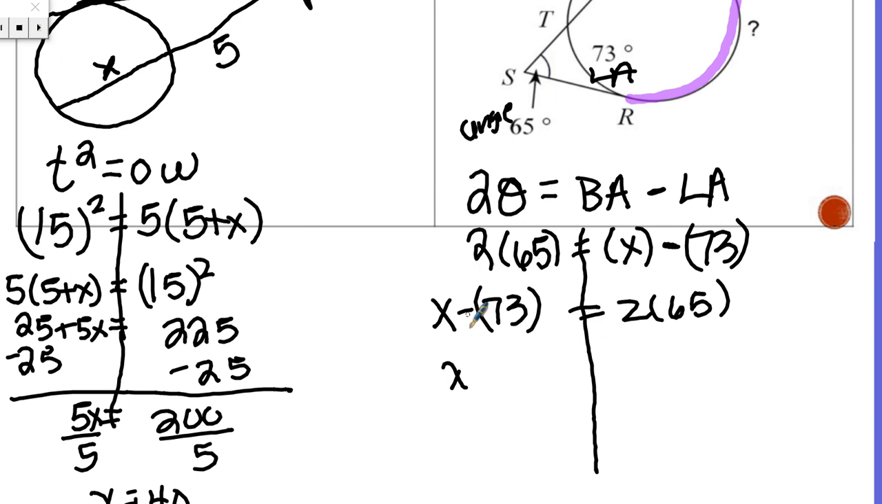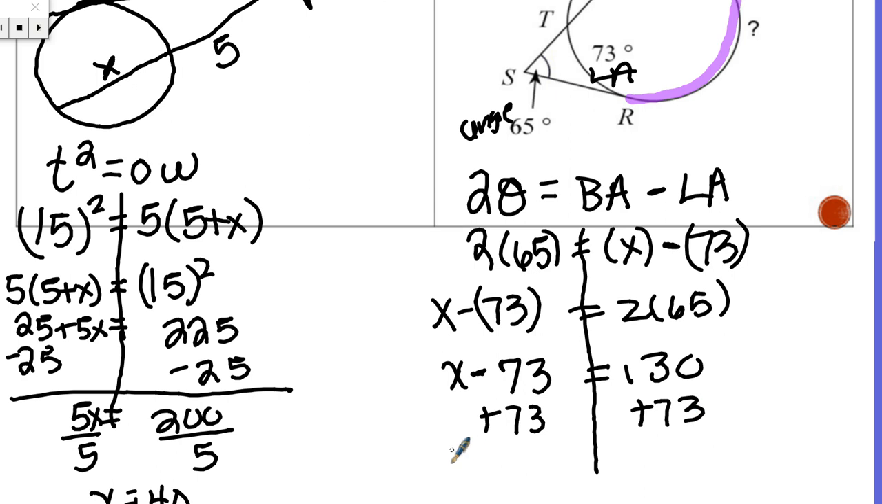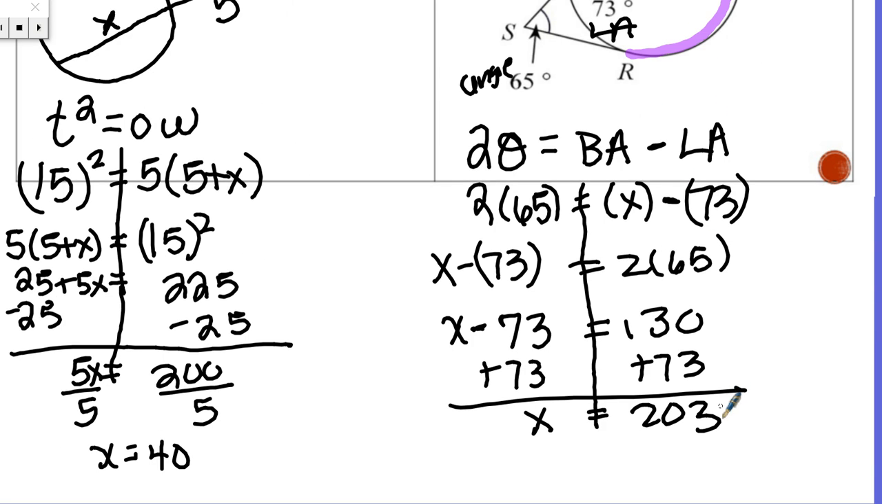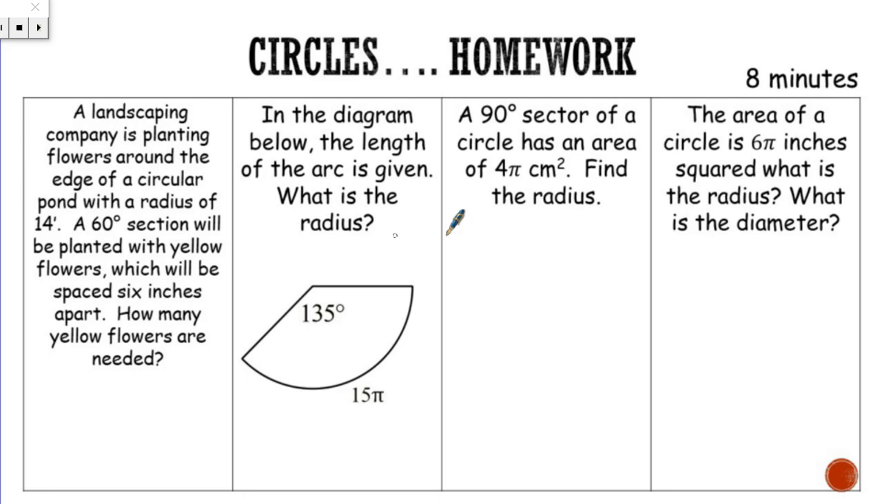Okay, so here, this is negative, so I can distribute that. Now that's negative 73 equals 130. Yeah, 130. And then I'm going to add 73, add 73. x equals 203. And did I answer the question? Yes, and it's 203 degrees. So we're finished with that. So let's go ahead and go to the next question.